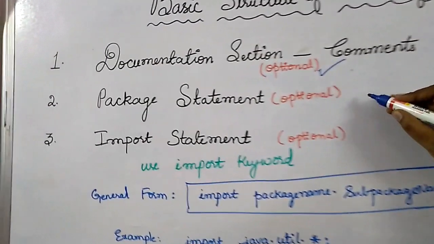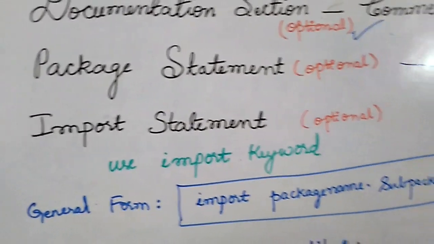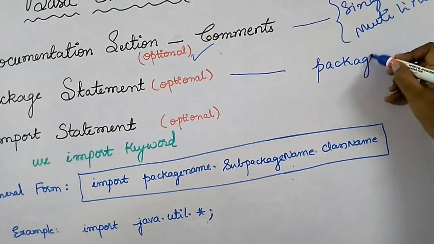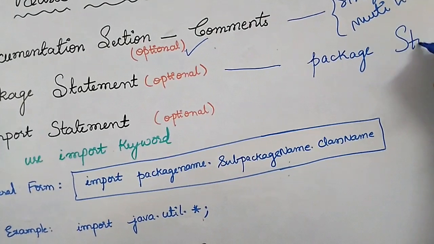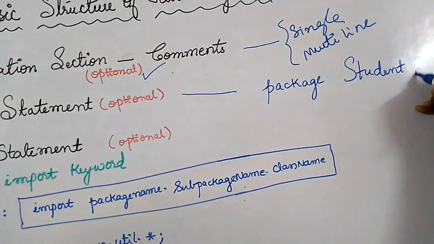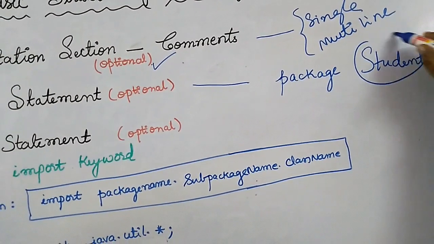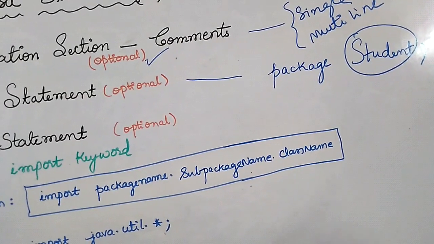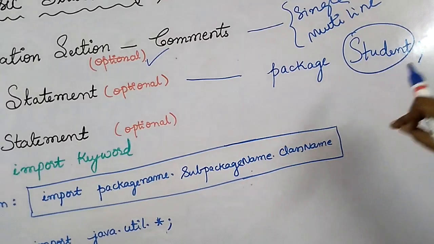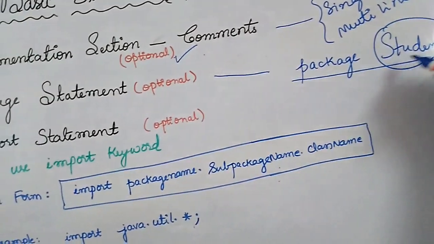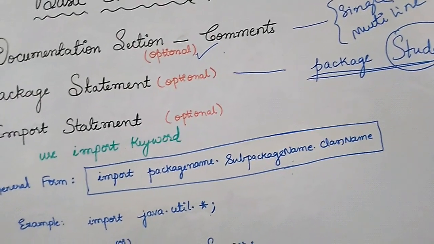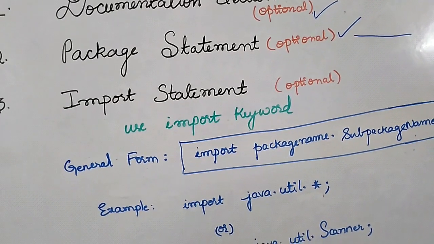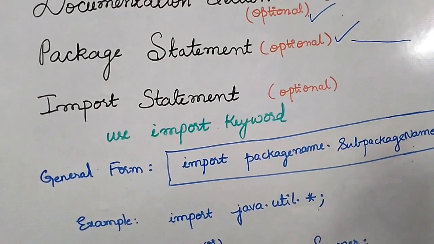The next is the package statement. This is also optional. The package statement is written with the keyword package, followed by the name of the package. Say I have a package called student, and there are some classes inside the student package that I will be using in my current program. If I want to include certain classes from this package, I will be including that package inside my program like this. If you want to use some other package's classes, you will include this statement, else you can simply ignore it.